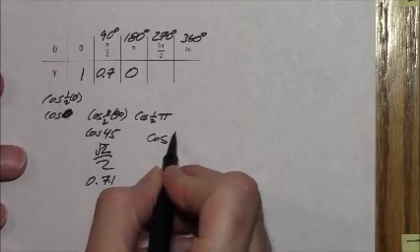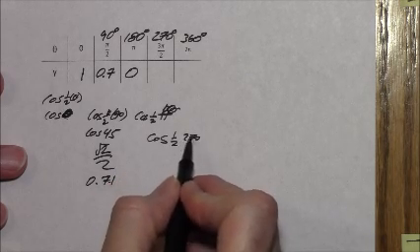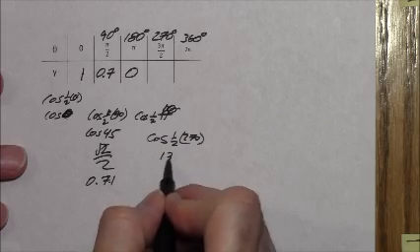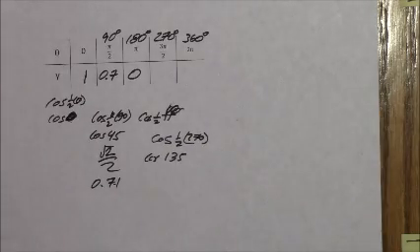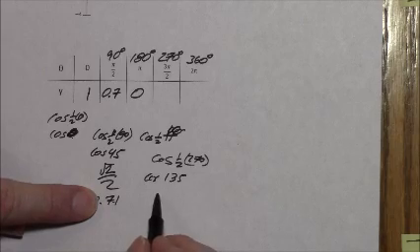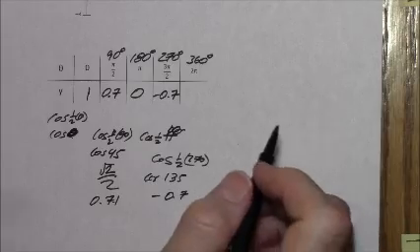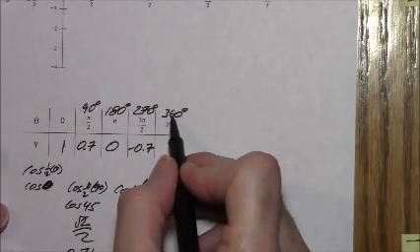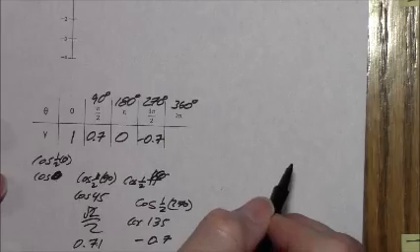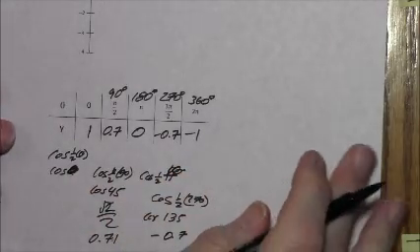So cosine of 1/2. I had done 180, that made 90. This would be 270. Half of 270 is 135. So the cosine at 135 is negative root 2 over 2. Root 2 over 2 is 0.7, so that's going to be negative 0.7. And then the cosine of 1/2 of 360 is the cosine of 180. So the cosine at 180 is negative 1. Okay, now let's graph this.